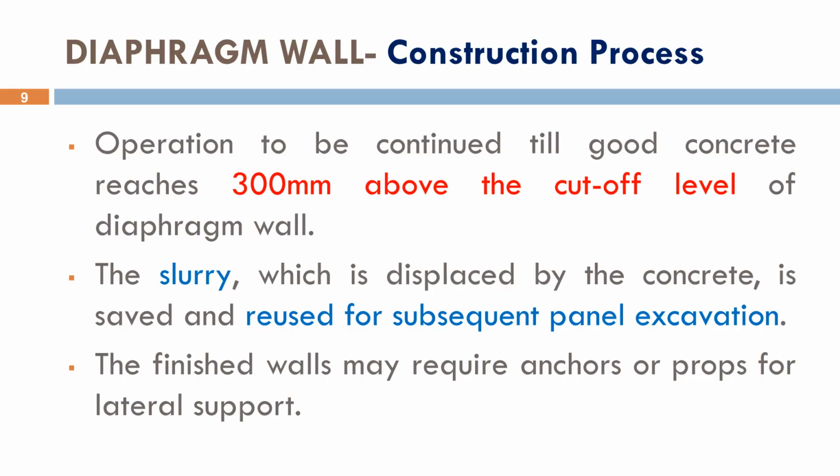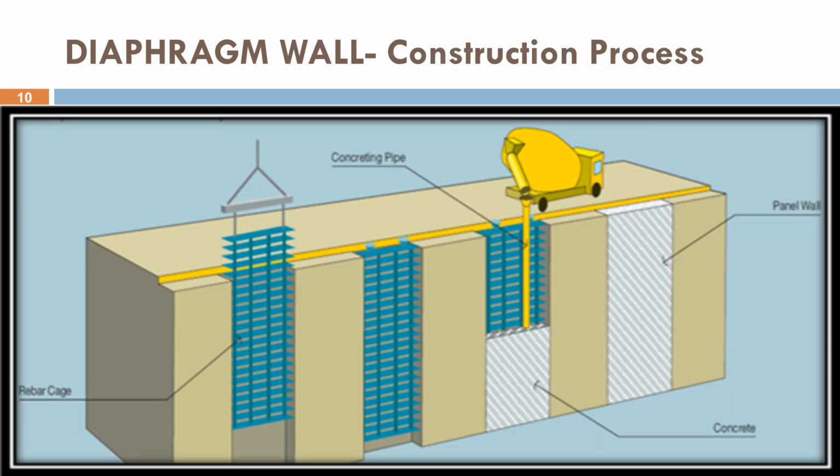Depending on excavation depth, the completed diaphragm wall may be supported using ground anchors, struts, or props to resist lateral earth pressure during excavation. This figure summarizes the complete diaphragm wall construction process. You can observe the sequence beginning from trench excavation, slurry stabilization, reinforcement placement, Tremie concreting, and finally the completed reinforced concrete wall. Each stage must be executed carefully, because any interruption during concreting or improper slurry management can affect the quality and water tightness of the wall.